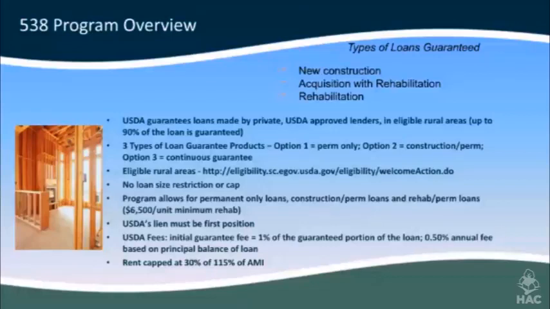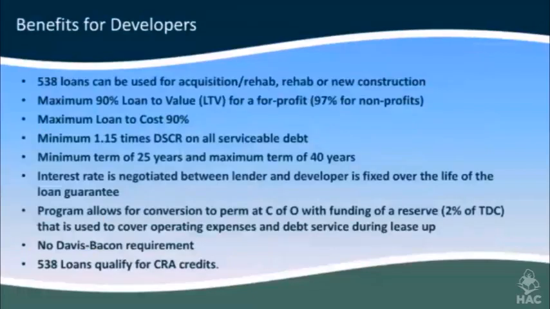USDA's lien must be in first position. We do charge some fees in the program. There is an initial guarantee fee that is equal to 1% of the guaranteed portion of the loan. And then there is also an annual fee that is 0.5% based on the principal balance of the loan. And again, the rent is capped at 30% of 115% of area median income.